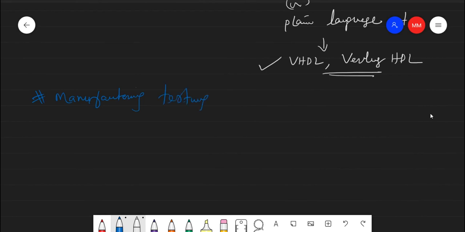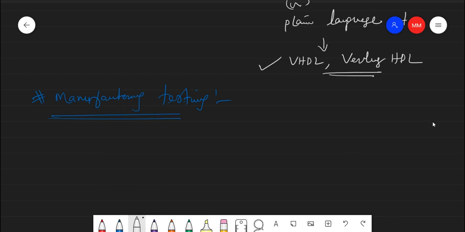Testing. So what is manufacturing testing? In manufacturing testing, these tests verify that every gate, resistor, or different component in the chip functions correctly. Basically, this test is done after fabrication, after manufacture.